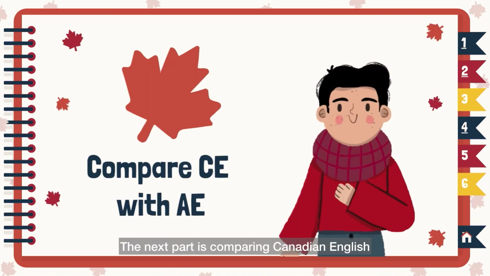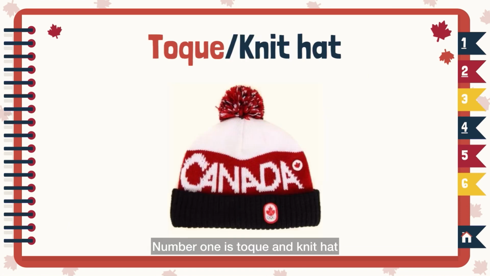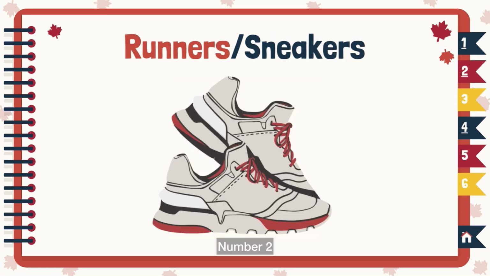The next part is comparing Canadian English with American English. I listed 5 words with the same meaning but different expressions. Number 1 is toque and knit hat. As you can see in the picture, Canadians call this particular type of winter hat toque. Number 2, runners and sneakers. Canadians also call it running shoes.